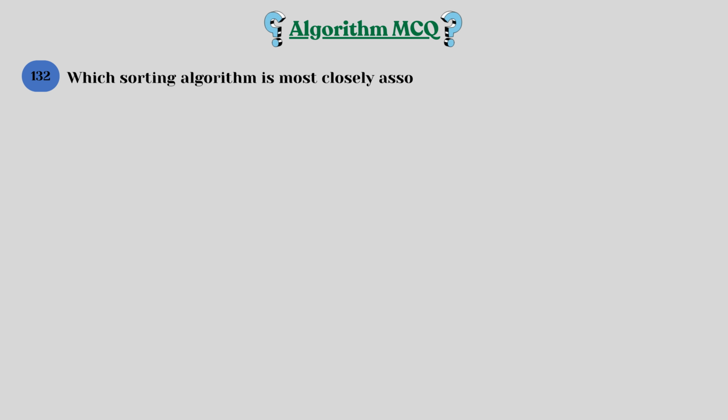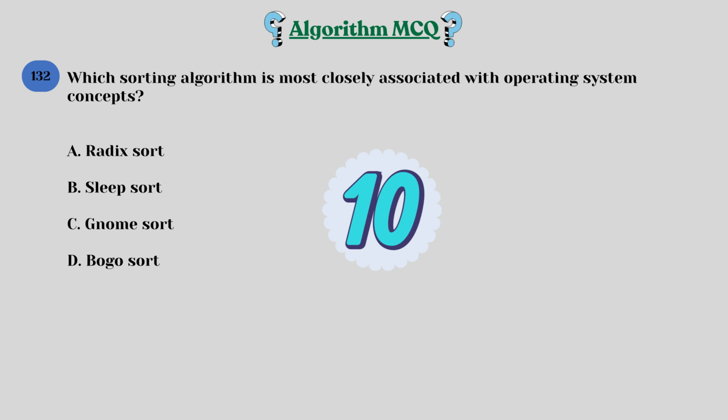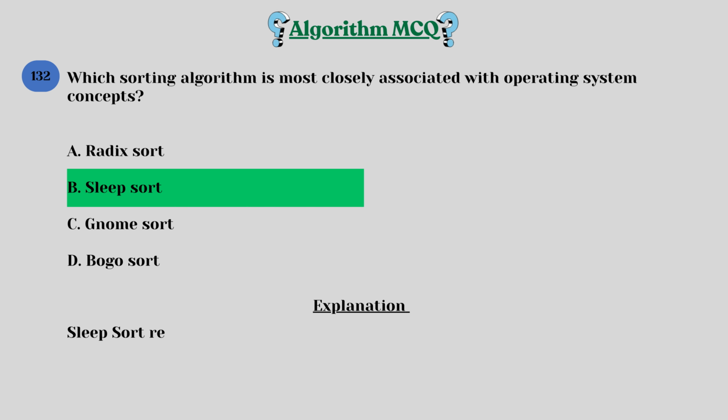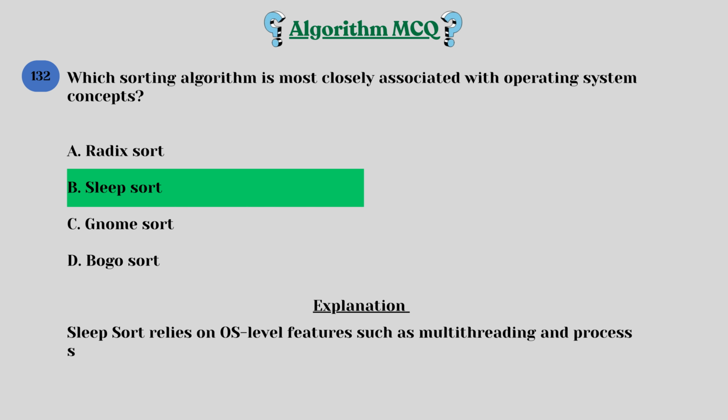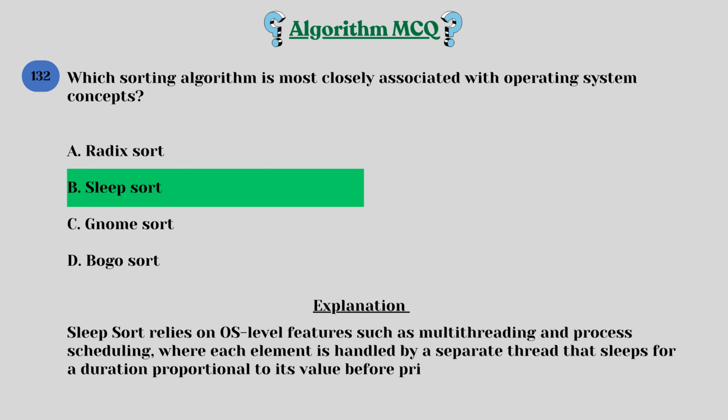Which sorting algorithm is most closely associated with operating system concepts? Correct answer, sleep sort. Explanation: sleep sort relies on OS level features such as multithreading and process scheduling, where each element is handled by a separate thread that sleeps for a duration proportional to its value before printing.